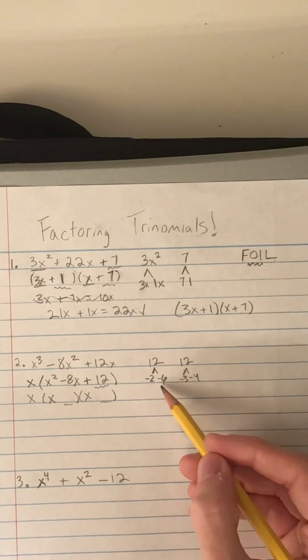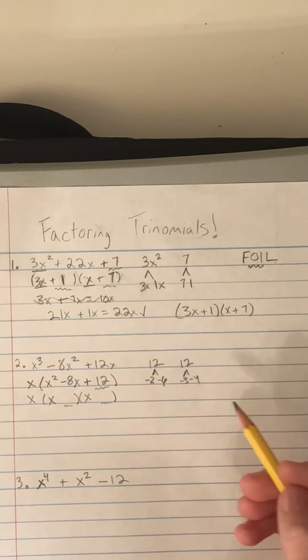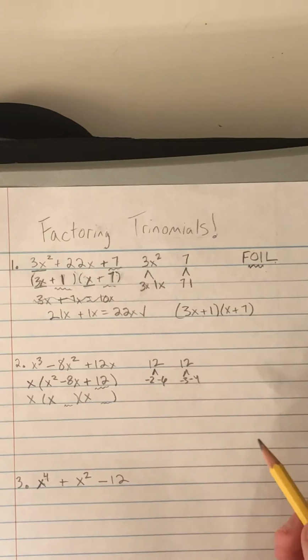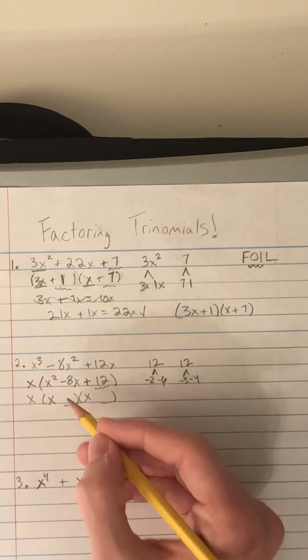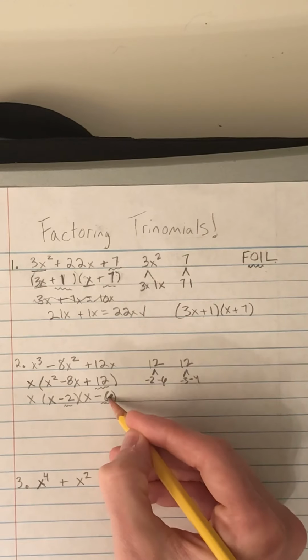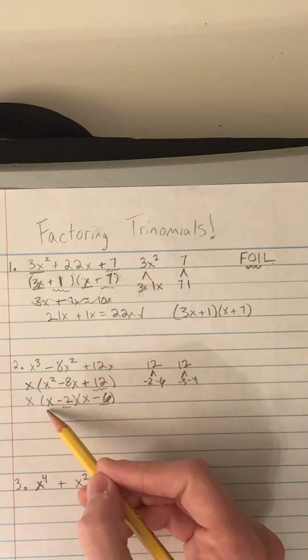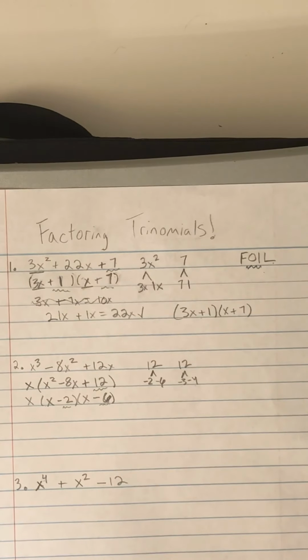So I'm thinking through, is negative 3 plus negative 4 negative 8? No, it's negative 7. But negative 2 plus negative 6 is negative 8. So those would be my factors. And you can FOIL to check yourself if that makes you more comfortable. But like I said, when there's not a number in front, that's kind of a trick we use. Okay?